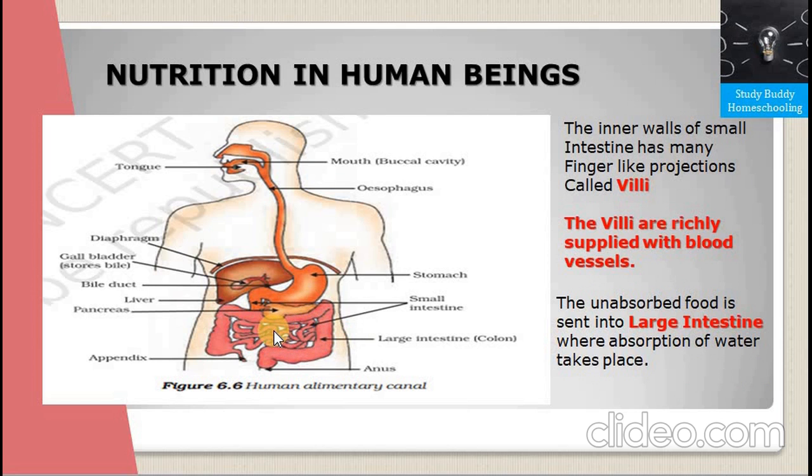The inner wall of small intestine are supplied with small finger-like projections. There are millions of small finger-like projections called villi. These are very important in absorption of the nutrients.